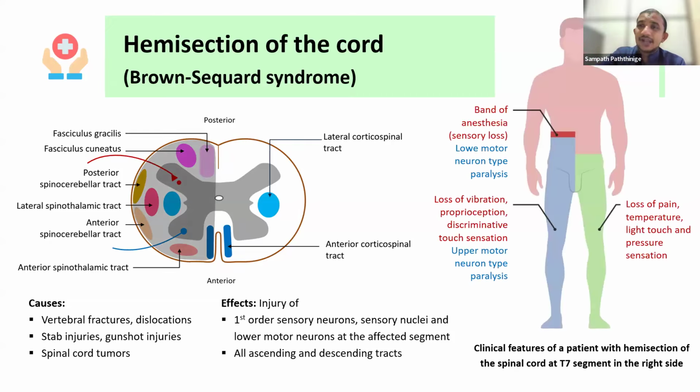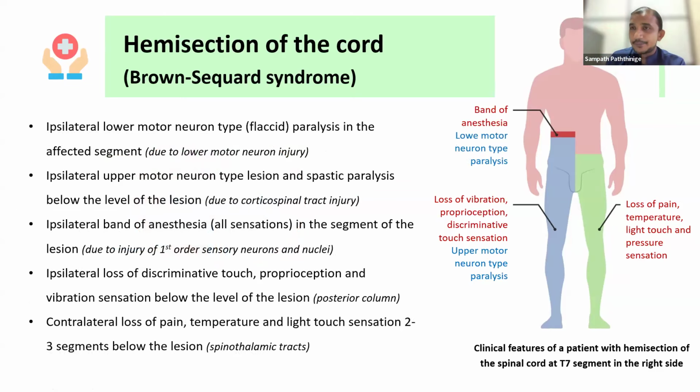So there will be a band of anesthesia at the level of the lesion due to the damage to the first order neuron and the cell body there, right? Then the posterior column sensations are lost below the level of the lesion, because they carry the same side fibers from the same side. You can see there's damage to the spinothalamic tract, so that will cause the loss of pain, temperature, touch, pressure sensation, but it will be a few segments below the level of the lesion. So that is a classical feature that you see in the Brown-Sequard syndrome, the hemisection of the spinal cord.